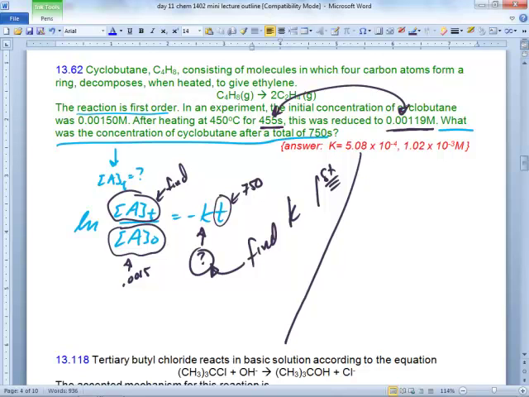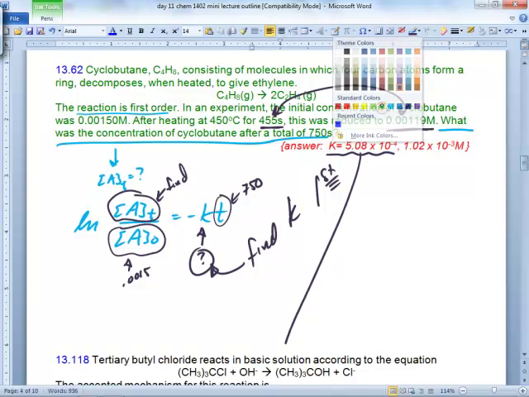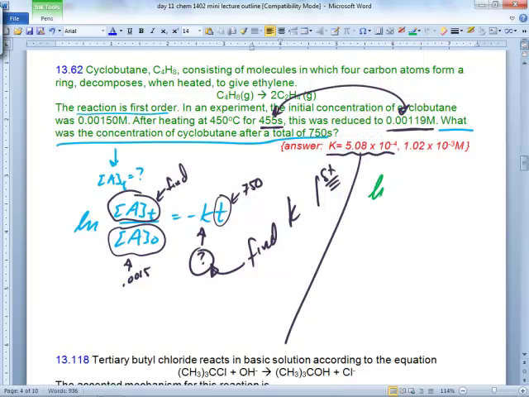If you get it to work out, here's what k will come out to be. Okay. Find k first. Substitute that stuff in there that Monica was telling us. Find k.